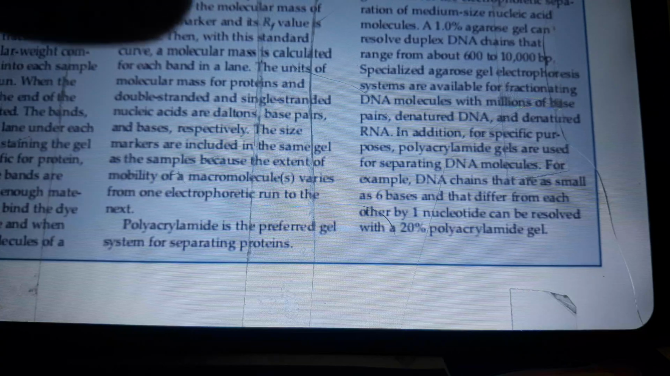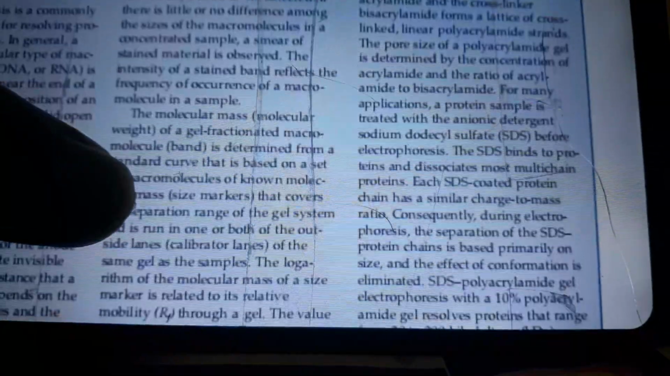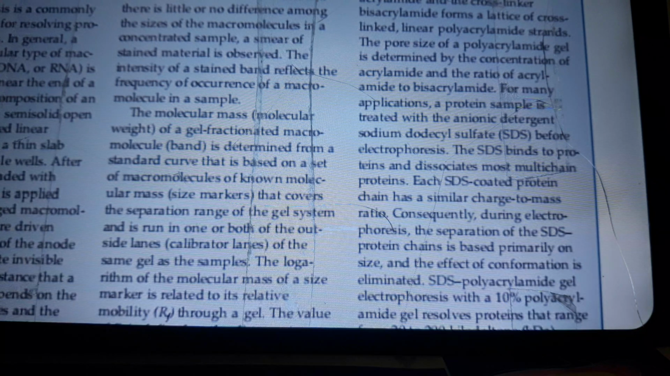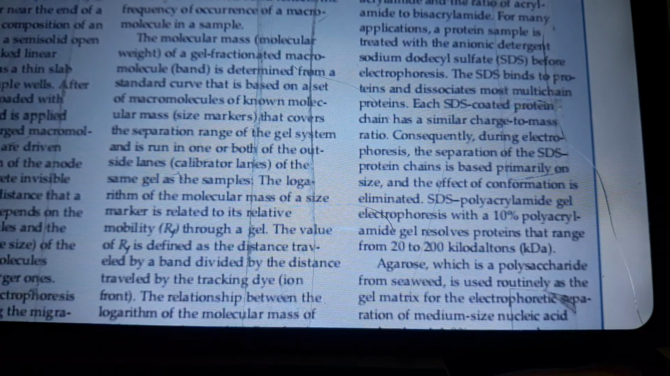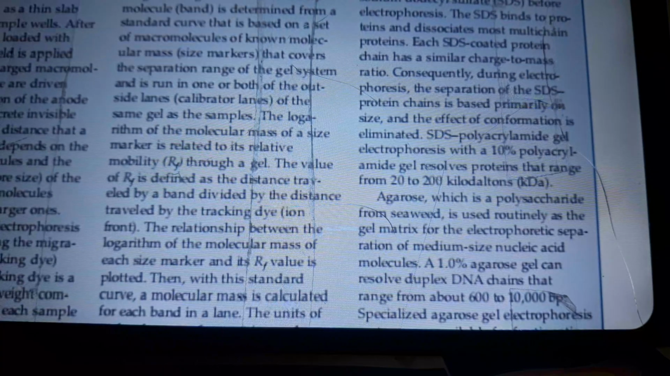Polyacrylamide is the preferred gel system for separating proteins. Copolymerization of monomeric acrylamide and the cross-linker bisacrylamide forms a lattice of cross-linked linear polyacrylamide strands. The pore size of a polyacrylamide gel is determined by the concentration of acrylamide and the ratio of acrylamide to bisacrylamide. For many applications, a protein sample is treated with the anionic detergent sodium dodecyl sulfate, SDS, before electrophoresis.